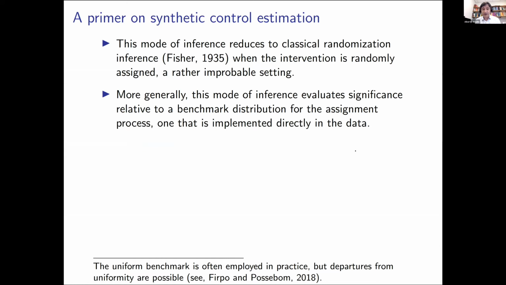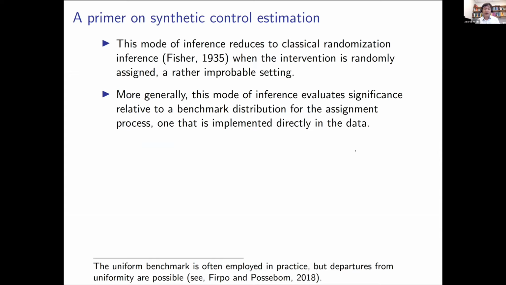Many of you probably realize that this type of inference is going to reduce to classical randomization inference if the intervention is actively randomized. But again, remember that we are talking about a setting in which you have aggregate units like regions or countries, and randomization in this setting is quite improbable. It's something that doesn't happen in general.